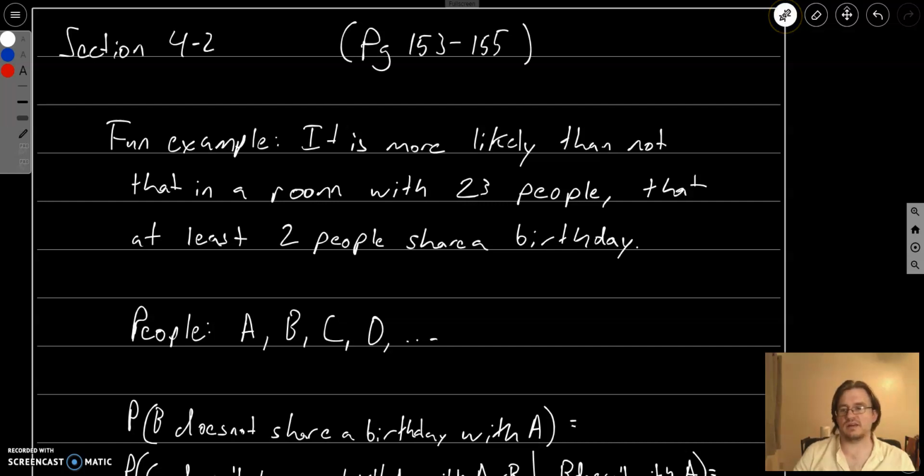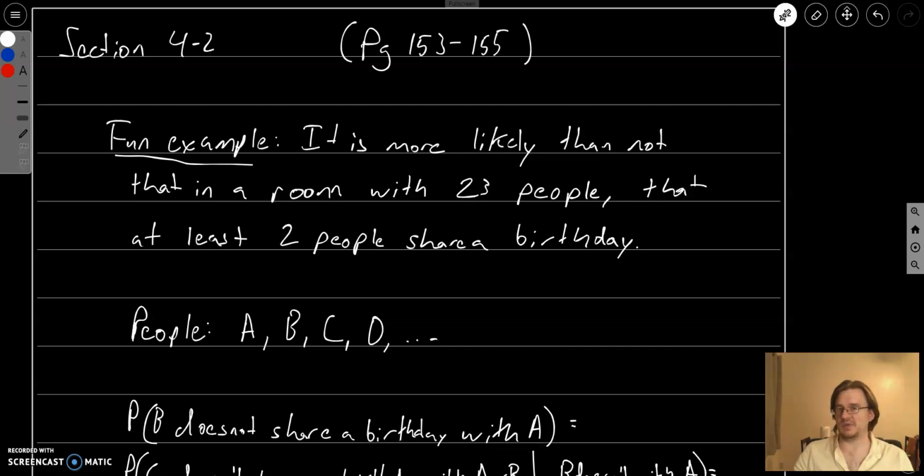Hello and welcome back. This will just be a couple of examples working with probability, and I'll try to emphasize the multiplication rule and independence and dependence. So this is just kind of a fun example, and I can make a statement that it is more likely than not, in a room with 23 people, that at least 2 people will share a birthday.